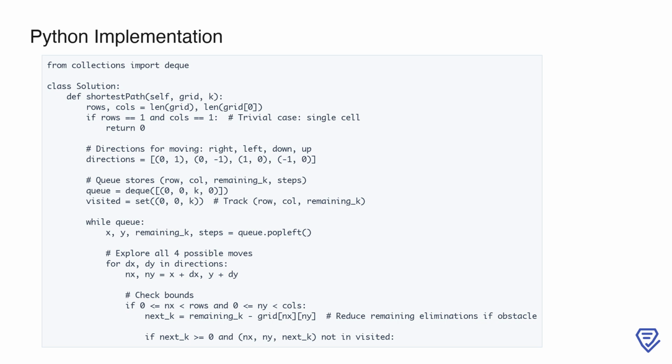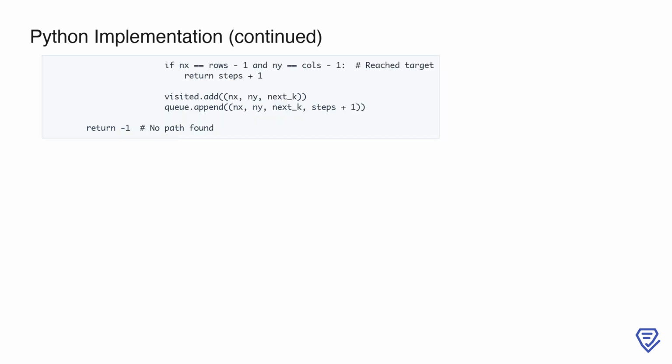If the new position is valid, we calculate the remaining obstacle eliminations after accounting for any obstacle at the new position. If the new position is valid and the remaining eliminations are non-negative, we check if we've reached the target cell, which is the bottom right corner of the grid. If so, we return the current step count + 1, as this represents the shortest path to the target. Otherwise, we mark the new state as visited by adding it to the visited set and append it to the queue with the updated position, remaining eliminations, and step count incremented by 1. This ensures that we continue exploring all possible paths from the new state.